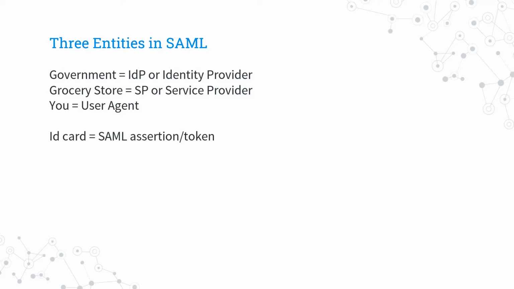There are 3 entities in SAML. And if you were to match our previous scenario with the corresponding entities in SAML terminology, it would look like this. The government would be the IDP or Identity Provider, which authenticates you and issues a token. The grocery store would be the SP or Service Provider, which validates the token and provides you services. You would be the User Agent, which is normally a user's web browser. And the ID card would be the SAML assertion or SAML token.